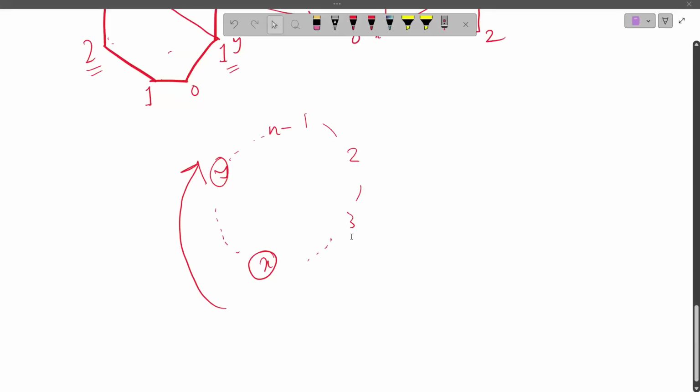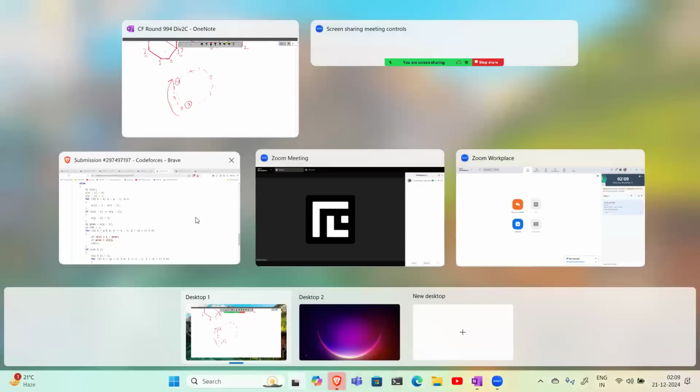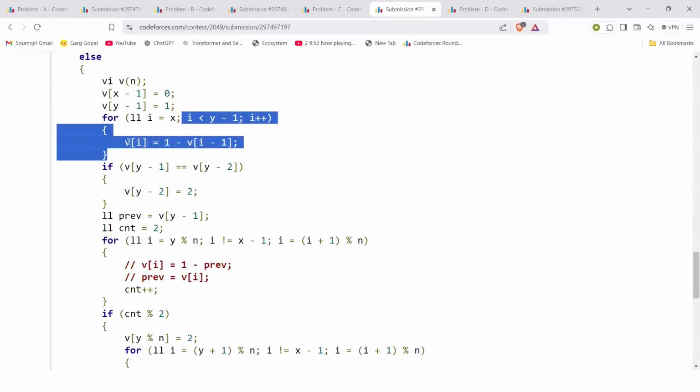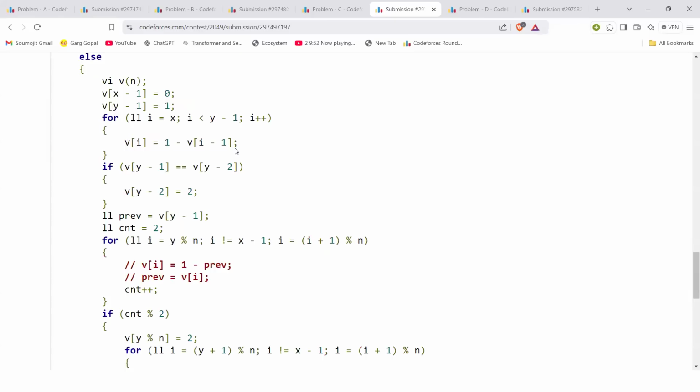Okay, so I was facing some problems. Sorry for the issue. But the idea is the same. So I go from x to y. You just keep on alternating the value. That is what the code does. So it moves from x to y and just alternates the value, assigning a value different from the previous one.